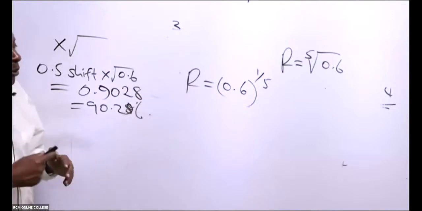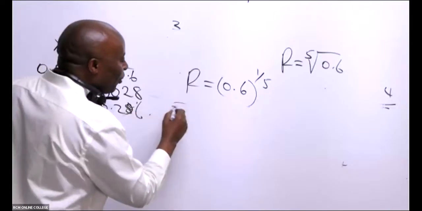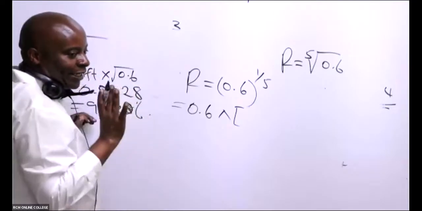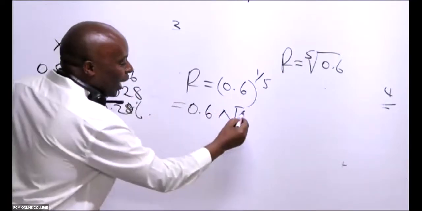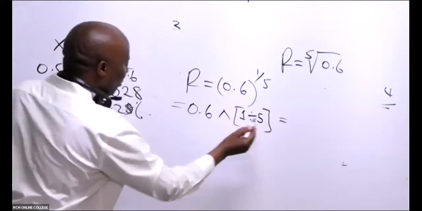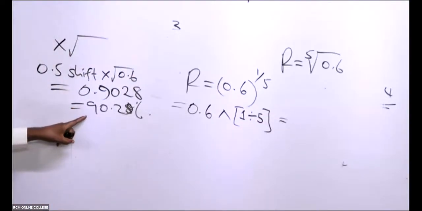Hebu angalia approach. Hii approach ni mzuri. So ukuje useme hapa 0.6 in your calculator, useme raised to, ufungue bracket. Alafu useme 1 divided by what here, somebody? Ufunge bracket, you'll be able to get this number.